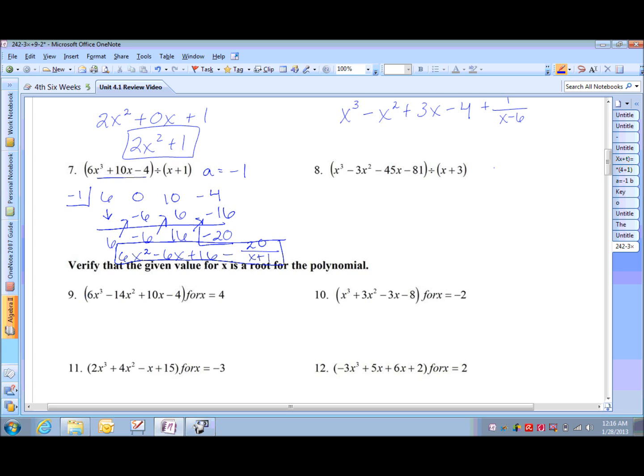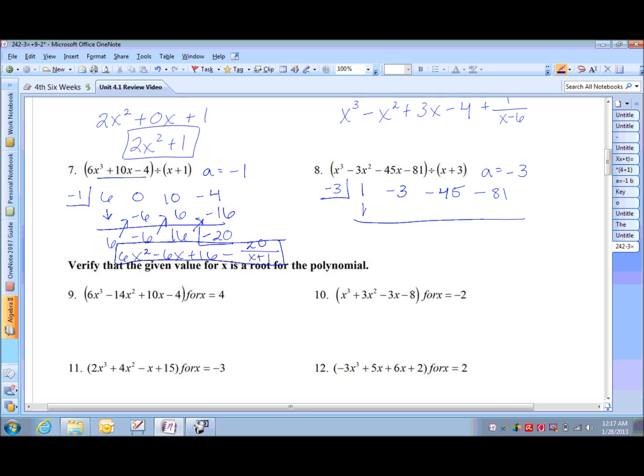Okay? Now, problem number 8, our a value is negative 3. Remember, it's the opposite of the inside, or, in other words, the x value that makes this binomial 0. You put that up in a corner, and then we check what's being divided, and make sure it's in standard form, including terms with a coefficient of 0, and we're good to go in that case. So we list our coefficients: 1, negative 3, negative 45, and negative 81.